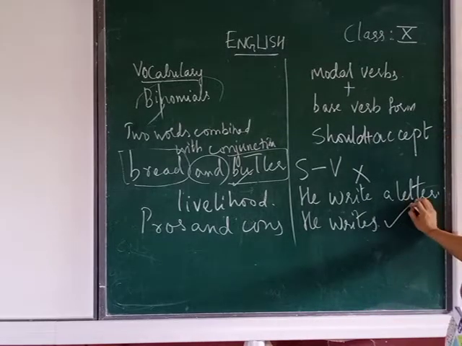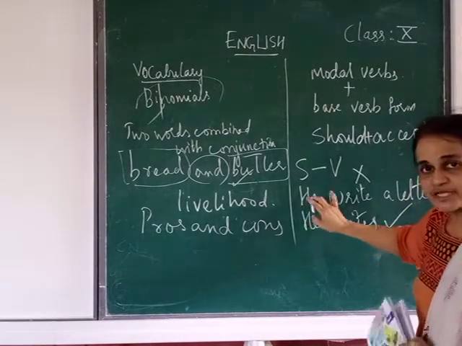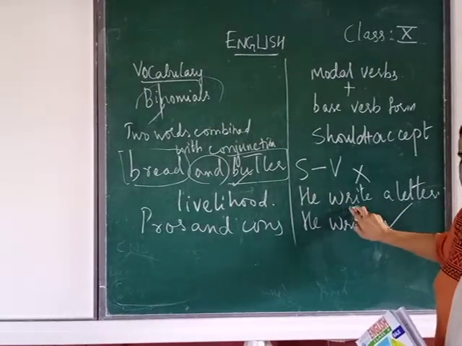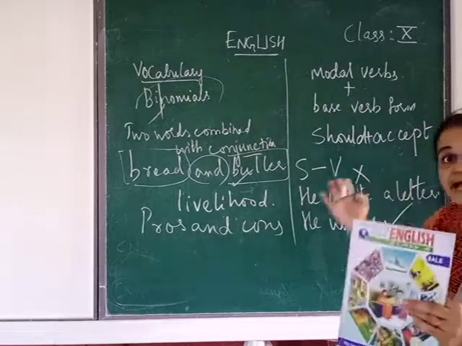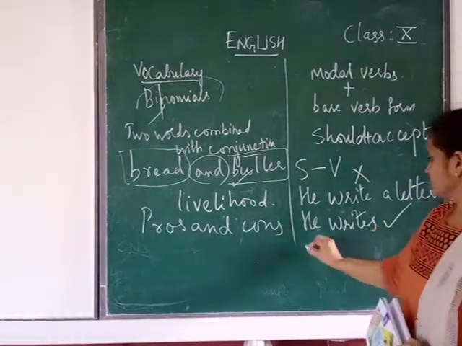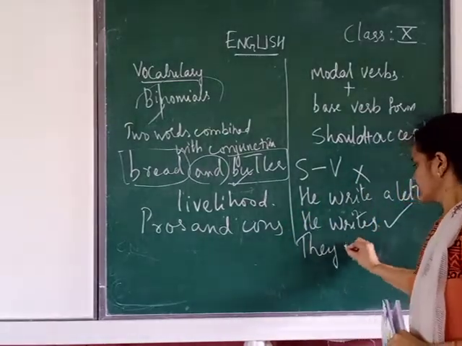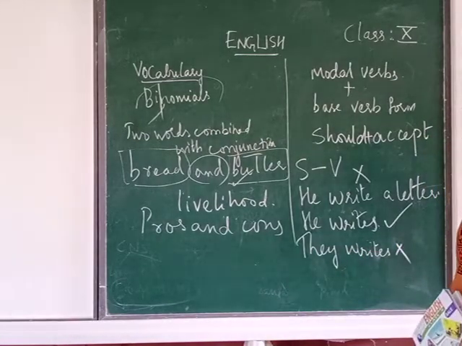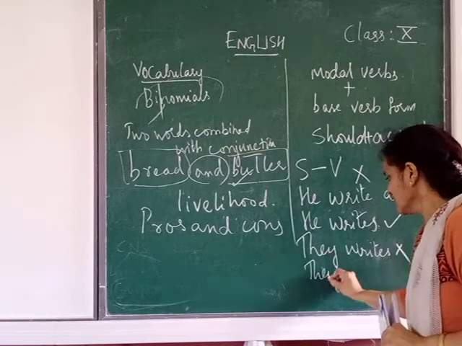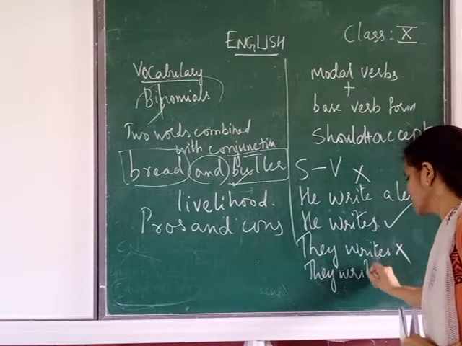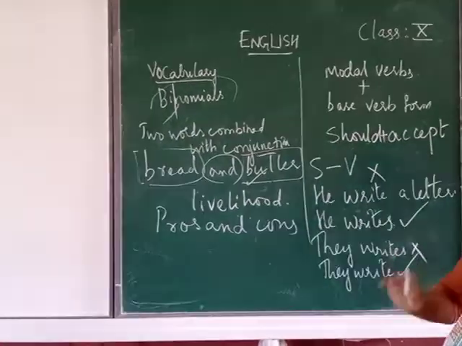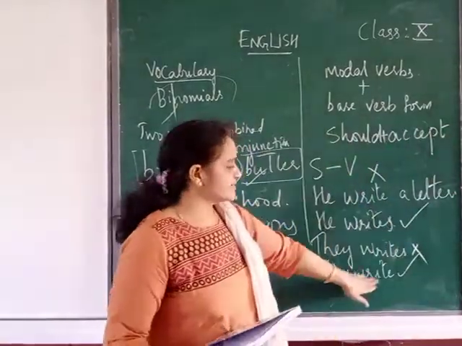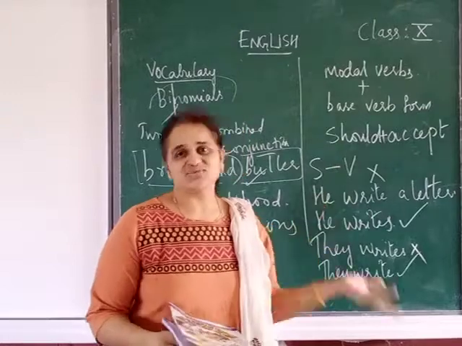He writes is correct. See, which is our subject? He. And which is our verb? Write. So there should be subject and verb agreement. Now if I write they writes, it is wrong. It should be they write. So understood? Subject, verb, they write. They write is correct, but they writes is wrong.